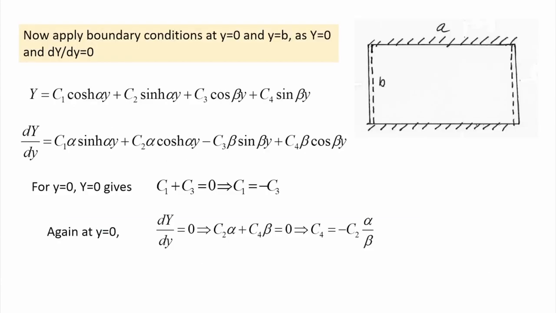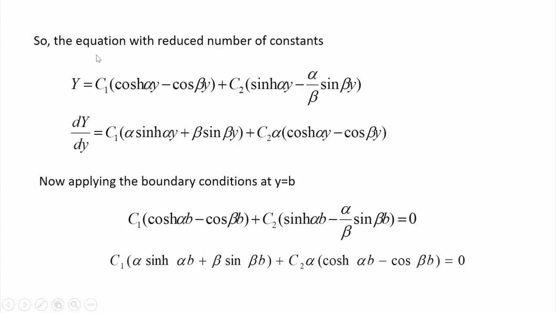Now apply the boundary conditions at y = 0 and y = b. As Y = 0 and dY/dy is also 0 at the fixed end, after putting y = 0 in these two equations, we get C1 equal to minus C3 obviously, and another condition, C4 equal to minus C2 α/β. So we can reduce the number of constants in this mode shape function. The equation with reduced number of constants is written as Y = C1 (cosh αy − cos βy) + C2 (sinh αy − (α/β) sin βy).